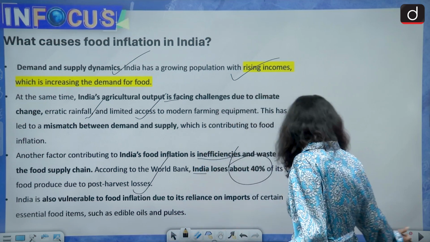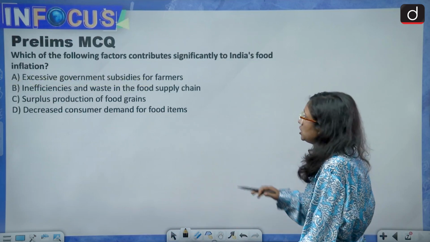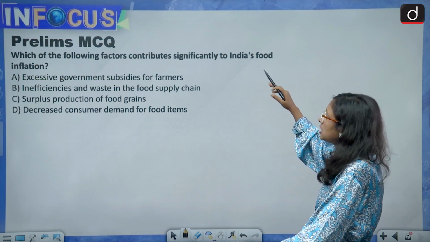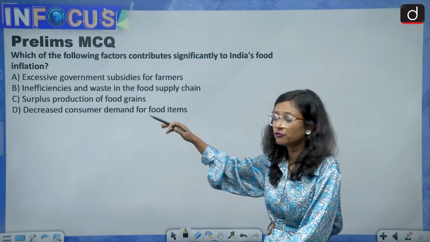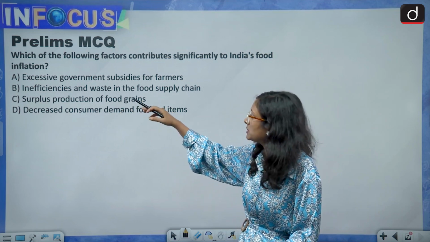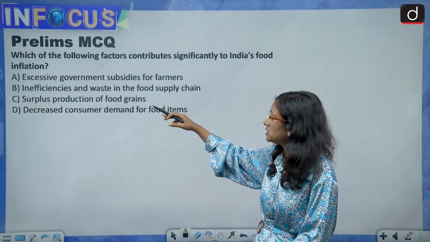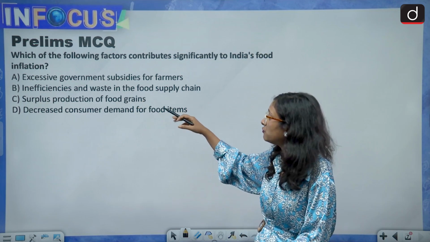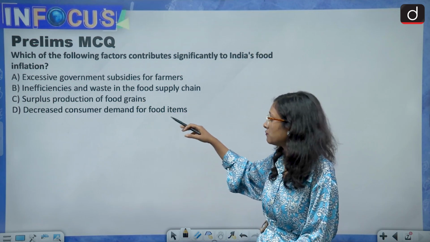Now we'll come to the question part. The question is: which of the following factors contribute significantly to India's food inflation? Here are the four options: excessive government subsidies for farmers, inefficiencies and waste in the food supply chain, surplus production of food grains, and decreased consumer demand for food items.